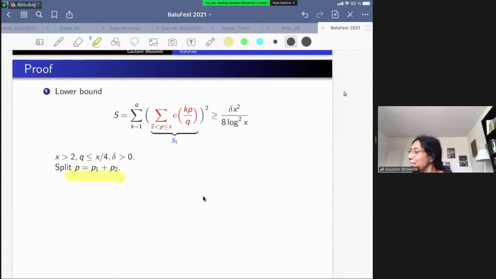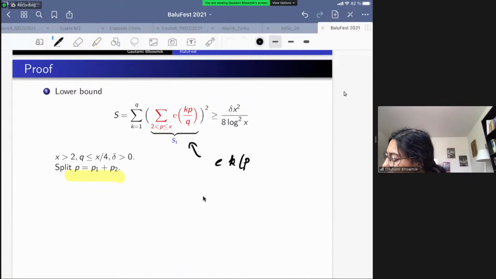Okay, P, I write it as P1 plus P2, to be able to get some nice cancellations. Okay, so this E now becomes, instead of having K of P, I have it as E K(P1 plus P2) exponential of this by Q. And Q, as you remember, is less than or equal to Q by 4.